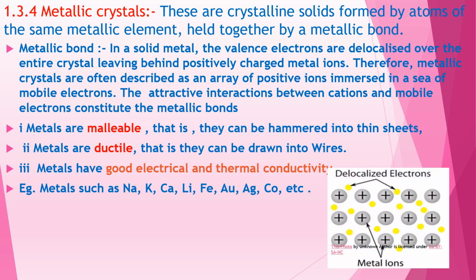Next one, simply this diagram you have to explain for this second point, that is metallic bonds. The positive and negative charges are present, and all these electrons are moving or delocalized, surrounding these positive charges. Okay, understood? Okay, next one.